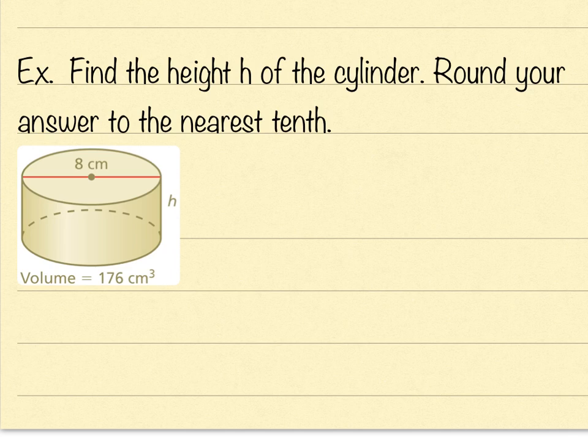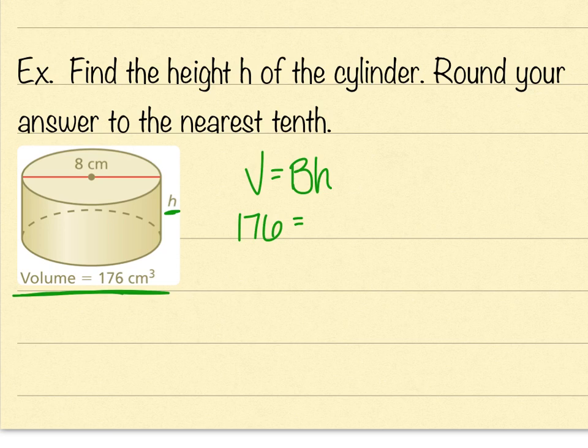All right, for this next example, they're going to want us to find the height of the cylinder. Normally, we are given the height, and we can find the area of the base, and we just multiply those together to find our volume. But they're wanting us to find the height, and so I'm going to use my volume formula of area of the base times the height, but this time they're actually telling me the volume is 176, so I'm going to plug that in for V instead of plugging in for H.